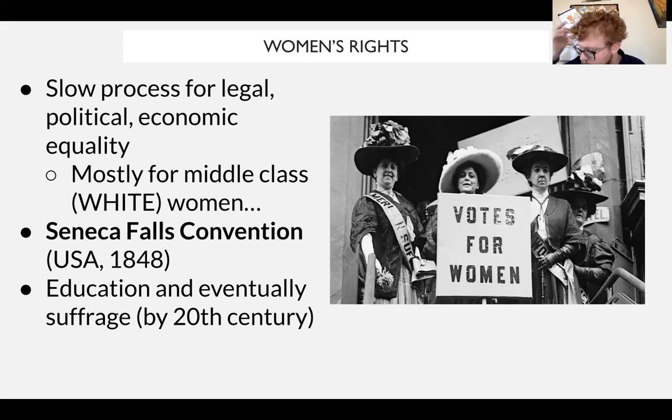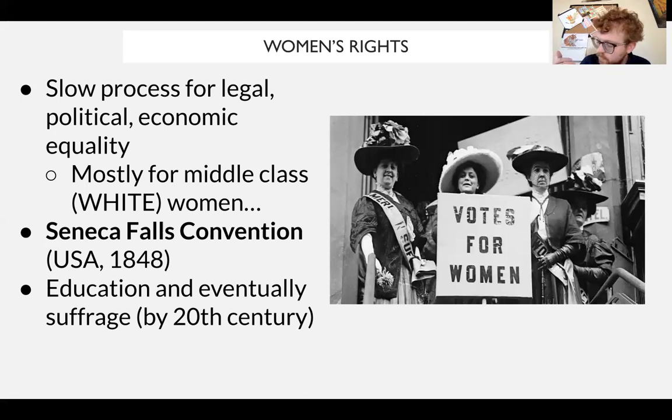And on top of that, we will see eventual progress for political, economic, and legal equality in Latin America, in the US, in Canada. And much of this focus is on education and suffrage. Women deserve equal access to education. They deserve political rights. And we are going to see eventual suffrage throughout North and South America by the 20th century. The United States in the 1920s, places like Argentina in the 1930s and 40s.